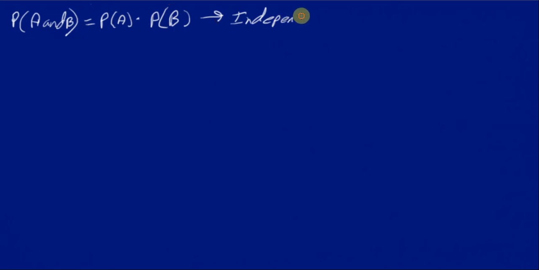So I want the probability of A and B occurring. And that's going to equal the probability of A times the probability of B. Now, that's for what we're going to call independent events. The probability of A occurring is not affected if B occurs, or the probability of B occurring is not affected if A occurs, because B comes second.